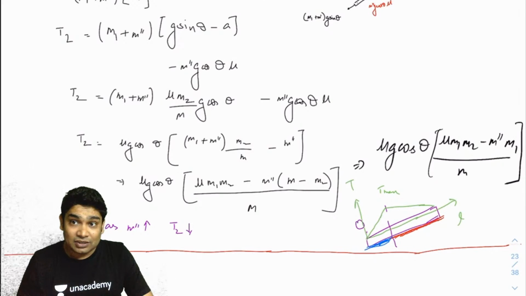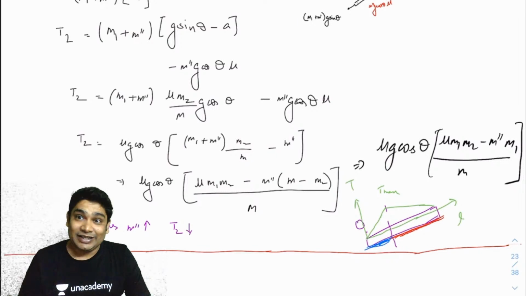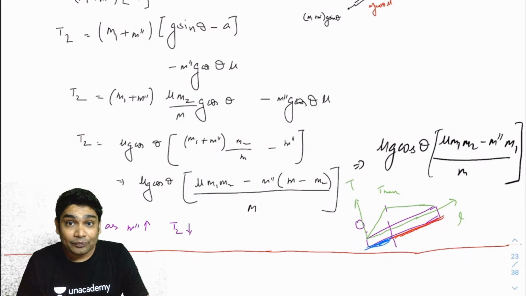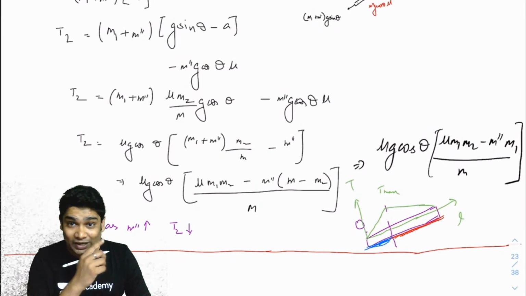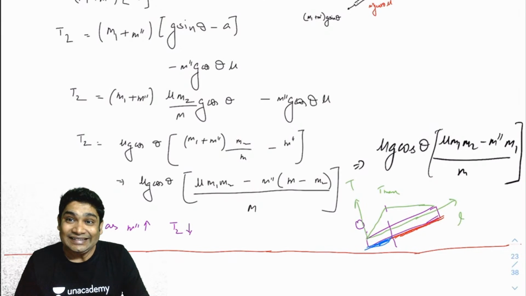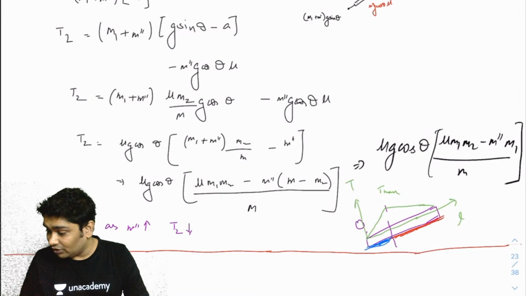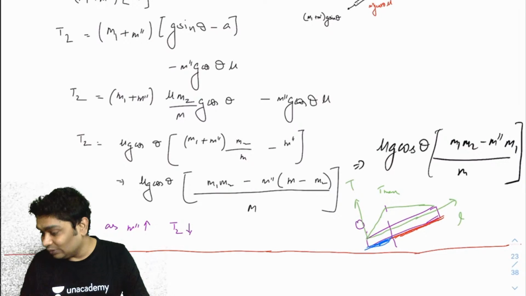And M double dash maximum can be M2. So you realize when M double dash is M2 in that expression, then your tension would reduce to 0. Similarly, M double dash minimum can be 0. If you put M double dash as 0, then also your tension would be 0. Oh, then the tension won't be 0, it would be something. Oh, I again am writing mu here. So this mu would also go.